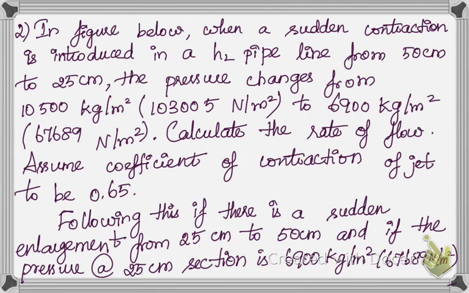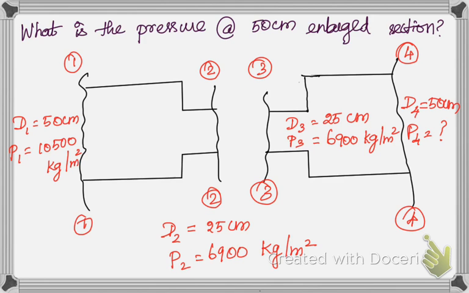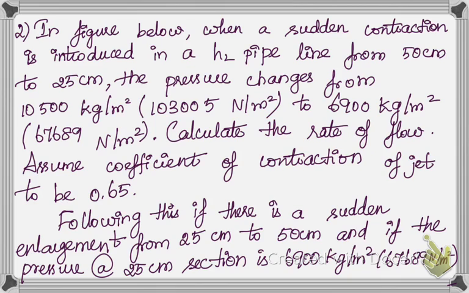The next problem is that they have given a figure. So you can see a figure. This figure is given to you in the problem. Now we'll read out the problem. A sudden contraction is introduced in a horizontal pipeline from 50 centimeter to 25 centimeter. So initially the pipe is 50 centimeter and it is getting contracted to 25 centimeter. So if the sudden contraction is taking place, the pressure is also changing, that is from 10,500 kg per meter square to 6,900 kg per meter square.